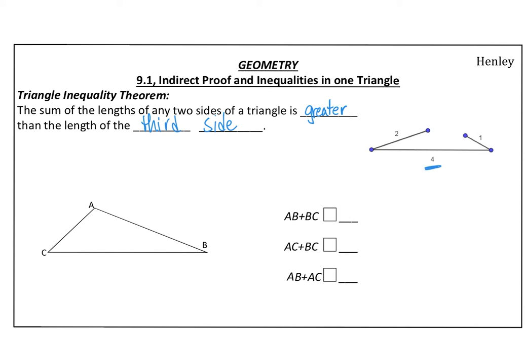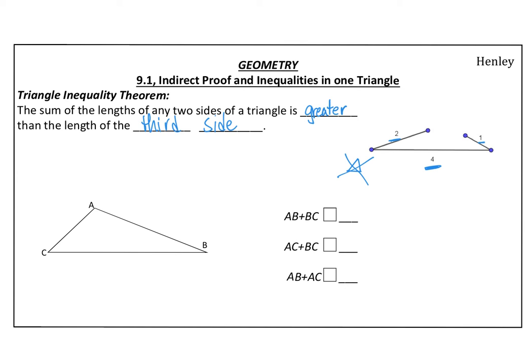We have one side that's 4, one side that's 2, and one side that's 1. If you add 2 plus 1, you get 3. That is not greater than 4, so it cannot make a triangle.